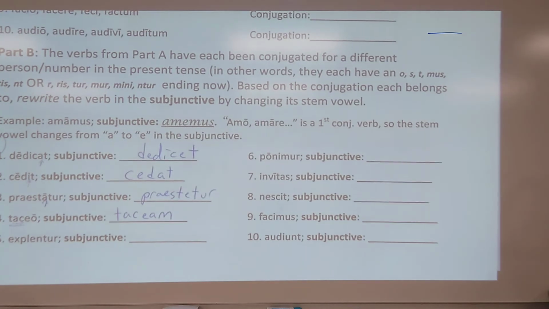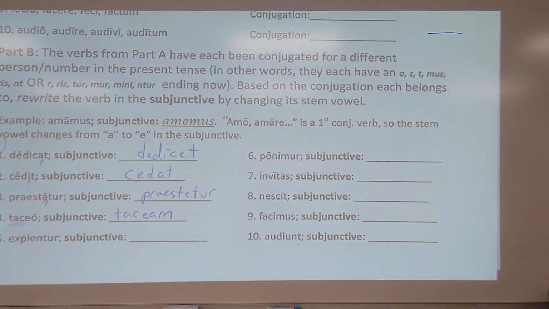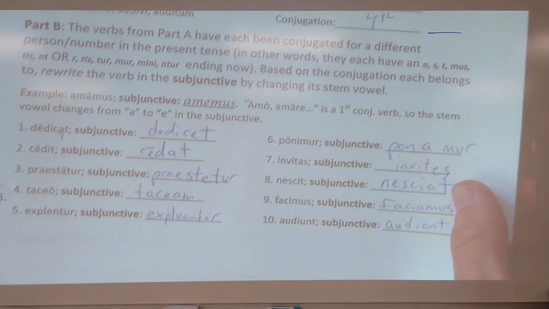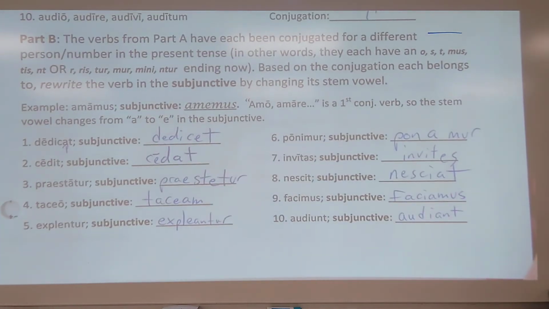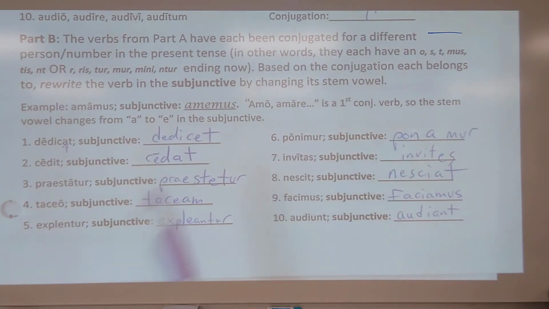Okay? So go ahead and pause the video here and try out number 5, 6, 7, 8, 9, 10. And then when you unpause, the answers will be here. So go ahead and pause now. And here we go. Here are the rest of them. So explentur becomes expleantur.